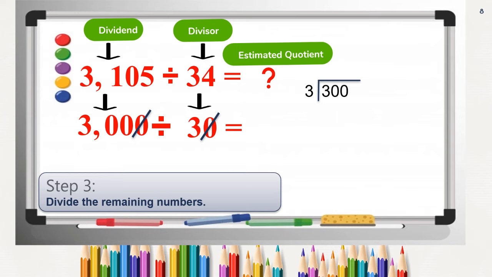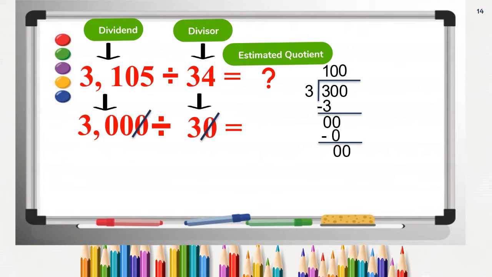Step 3. Divide the remaining numbers. You may solve this using the long method. 300 divided by 3. 3 divided by 3 is 1. Then 1 times 3 is equal to 3. 3 minus 3 is equal to 0. Bring down 0. 0 divided by 3 is 0. Then 0 times 3 is equal to 0. 0 minus 0 is 0. Bring down 0. 0 divided by 3 is 0, then 0 times 3 is equal to 0. 0 minus 0 is equal to 0.